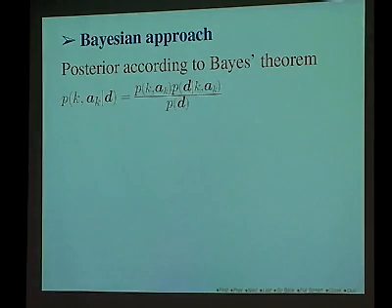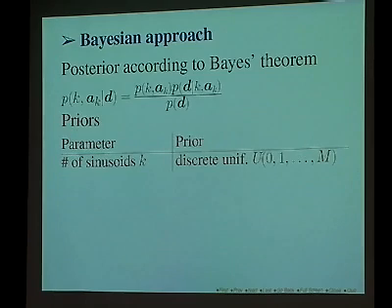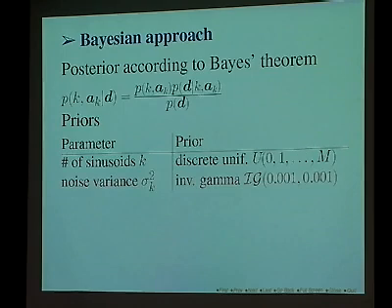Okay. So the posterior, according to Bayes' theorem, is the prior distribution times likelihood divided by some normalization constant. And the likelihood is given here by e to the power of minus the sum of squared residuals, so data minus the model. And now we come to the priors. For the prior distribution, we assume a discrete uniform distribution on the number of sinusoids. Then we use an inverse gamma distribution with parameters 0.01, 0.01. That's more or less close to the Jeffreys prior. The Jeffreys prior would be 0, 0, but it's not defined.